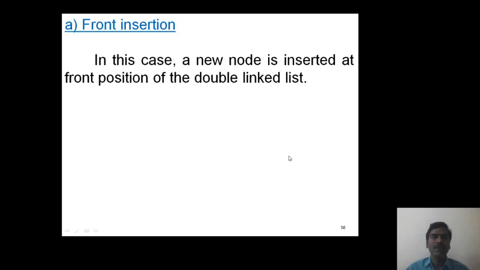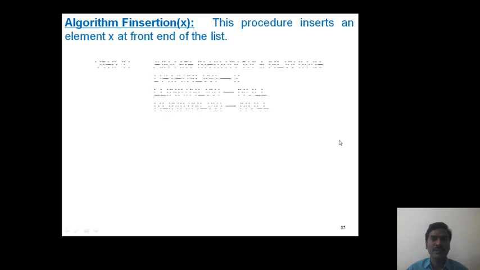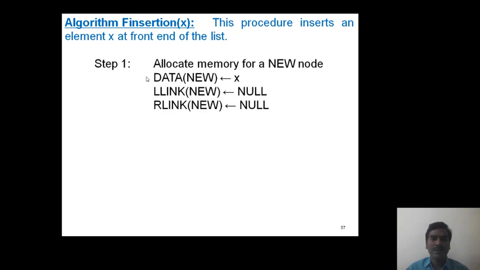Case 1, front insertion. In this case, a new node is inserted at front position of the double linked list. Algorithm of insertion of X. This procedure inserts a new element X at the front position of the list. Now observe this procedure. Step 1 is the basic structure.